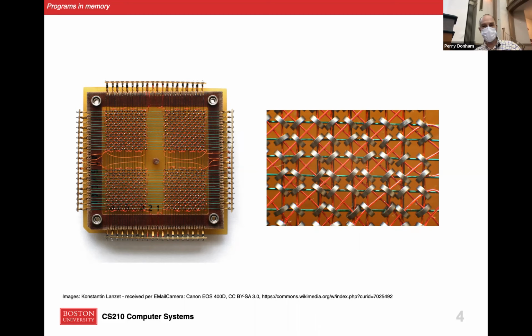These were really, really expensive because they were handmade. These were hand sewn with the wires going through the beads on this frame. And this is a really, really tiny one. So it's like, I don't know, a couple hundred bytes of memory probably.